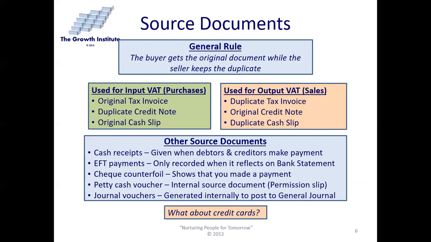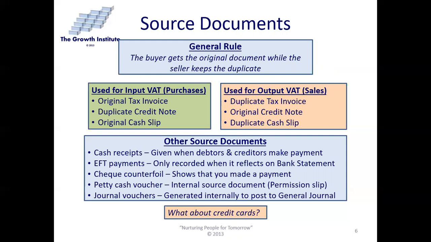Source documents. Now, when we refer to a source document, it just means that we need a document that we can actually give to SARS if they are asking for it, if they do an audit. So the general rule is that the buyer gets the original document while the seller keeps the duplicate. Okay, so what is used for input VAT? So that is purchases.